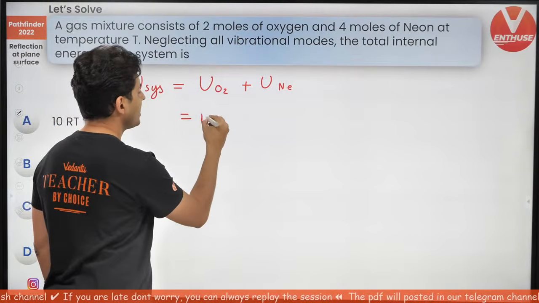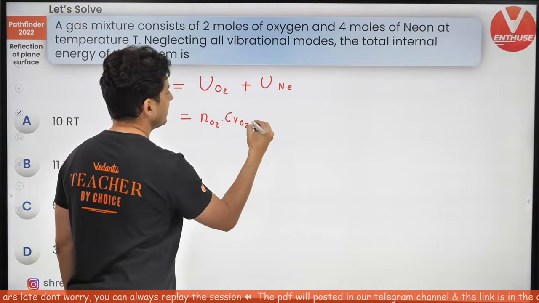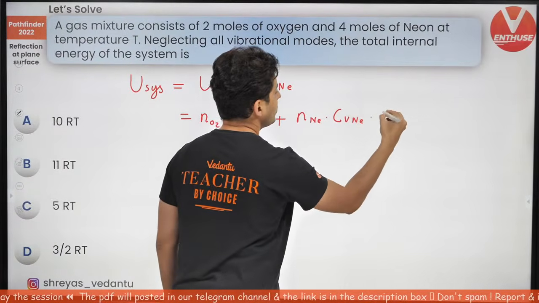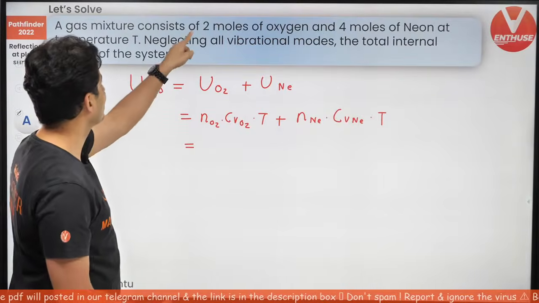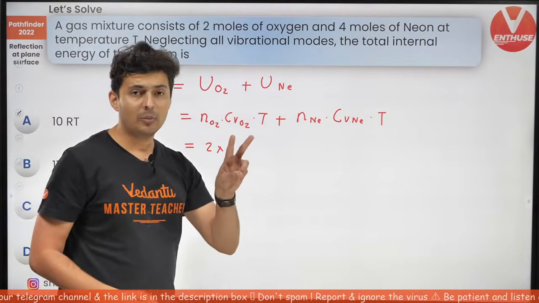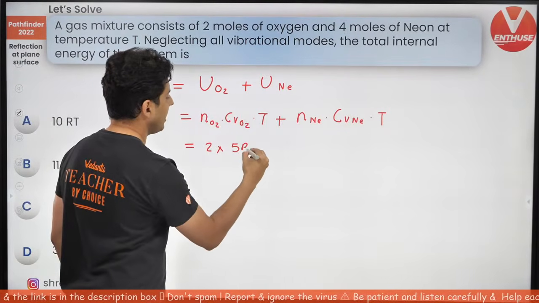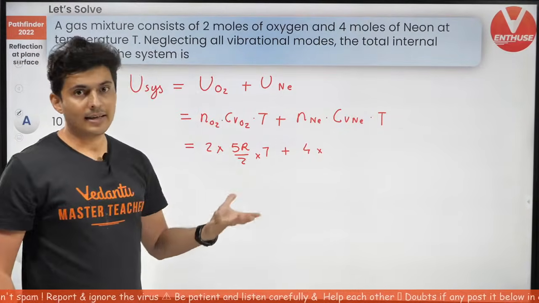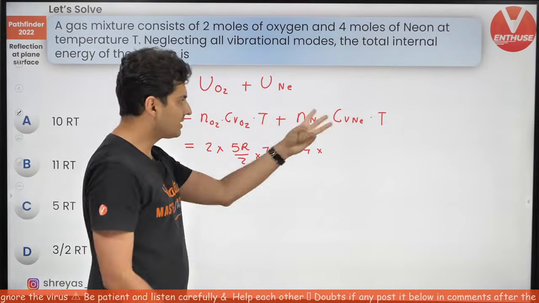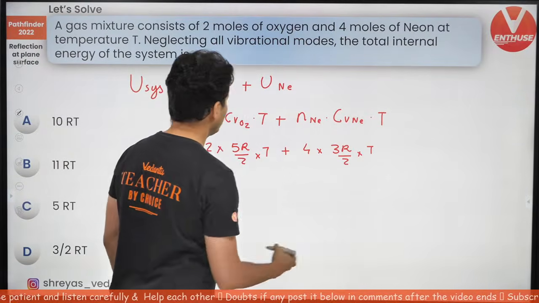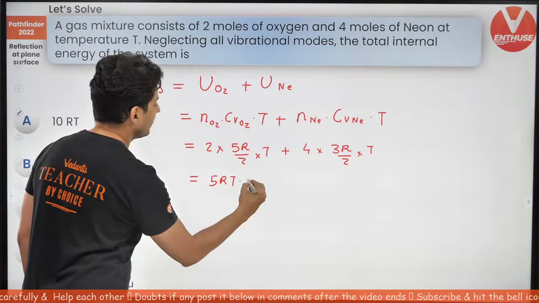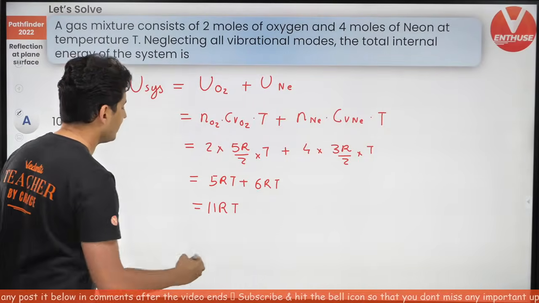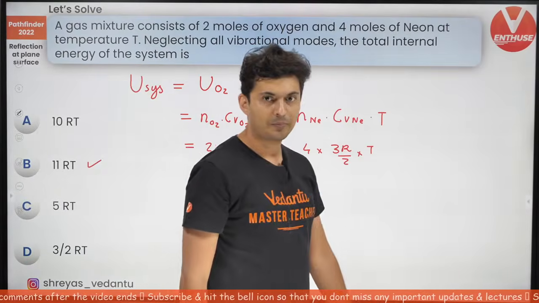What's the energy of oxygen? I'm going to use number of moles of oxygen into Cv of oxygen into temperature plus number of moles of neon into Cv of neon into temperature. Let's write it one by one. Number of moles for oxygen, that's 2. Oxygen is diatomic, so 5 degrees of freedom. So Cv will be 5R divided by 2 into T plus number of moles of neon, that's 4. Neon is an inert gas, so that means 3 degrees of freedom. So Cv will be 3R divided by 2 into temperature. Okay, 2 cancels, so I will get 5RT over here plus 4 cancels, so 2 3s are 6, so 6RT right over here. 5 plus 6 is 11RT. Is it there somewhere? Yes, it is. Option B is correct. That's the answer.